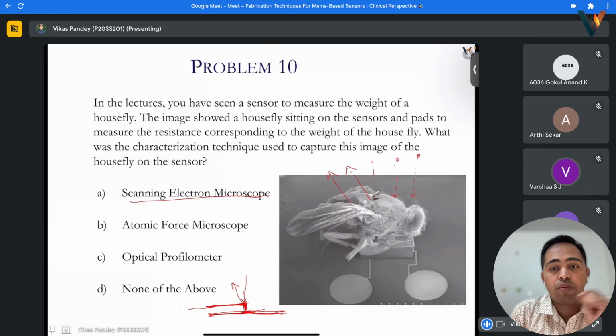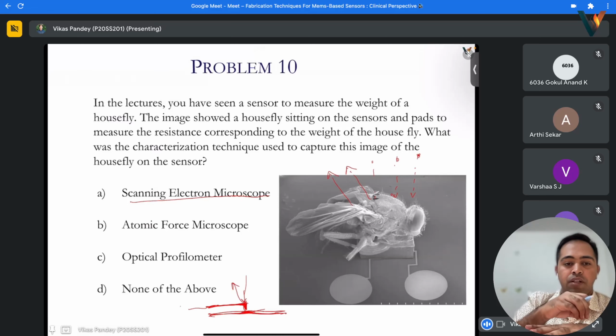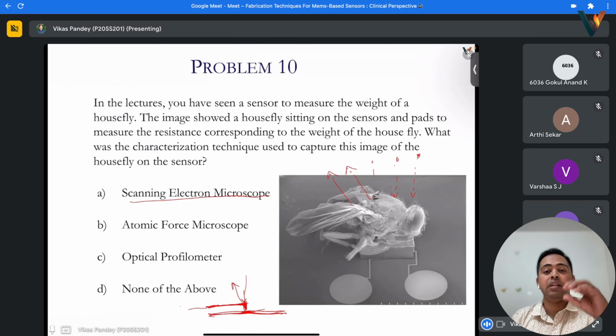Scanning electron microscope. Why? Because the first thing is that this structure is not in a plane. It is a three-dimensional structure, you can say. So we cannot move some probe over it. It will be very difficult. Also, a bee or a house fly is a very big thing compared to the tip, which is in microns. That is why scanning electron microscopy is best suited for hair.